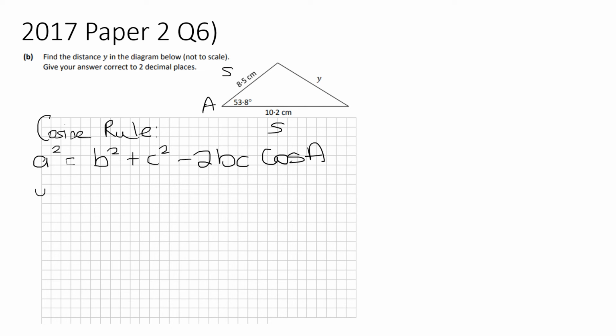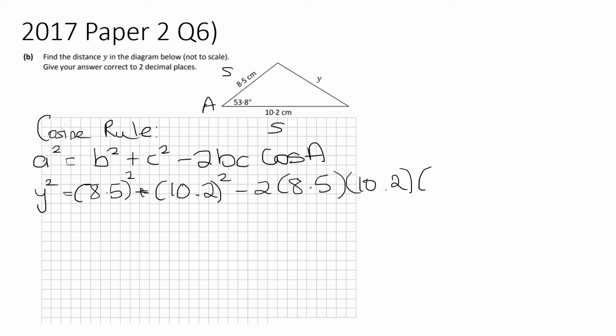So small a is now y squared, because that's what I'm looking for. B and C are just the 8.5 and 10.2. It doesn't matter which way you write them, because they're going to be added together anyway. And then I just keep subbing it in. I have the cos of the angle here, which is 53.8. The good news is you can put all of this into your calculator: 8.5 squared plus 10.2 squared minus 2 times 8.5 times 10.2 times cos of 53.8.